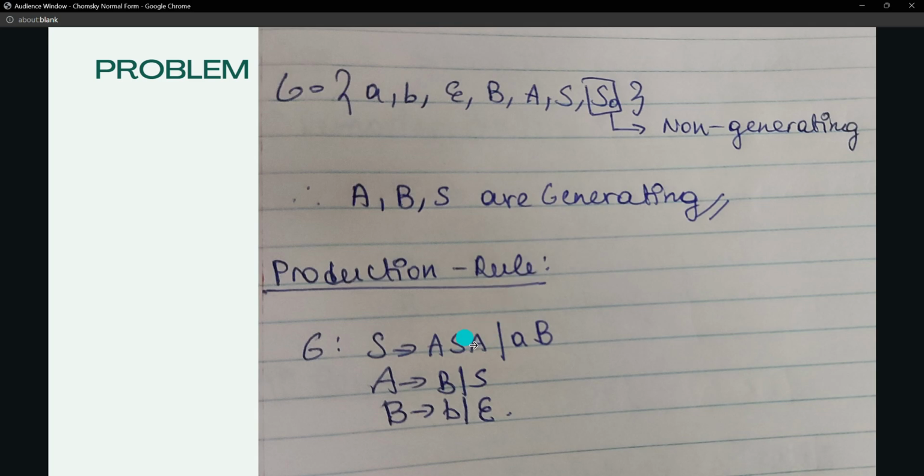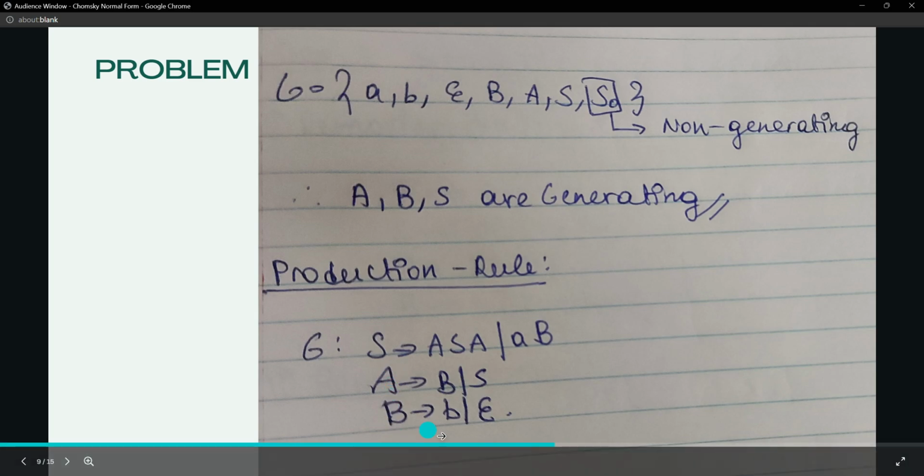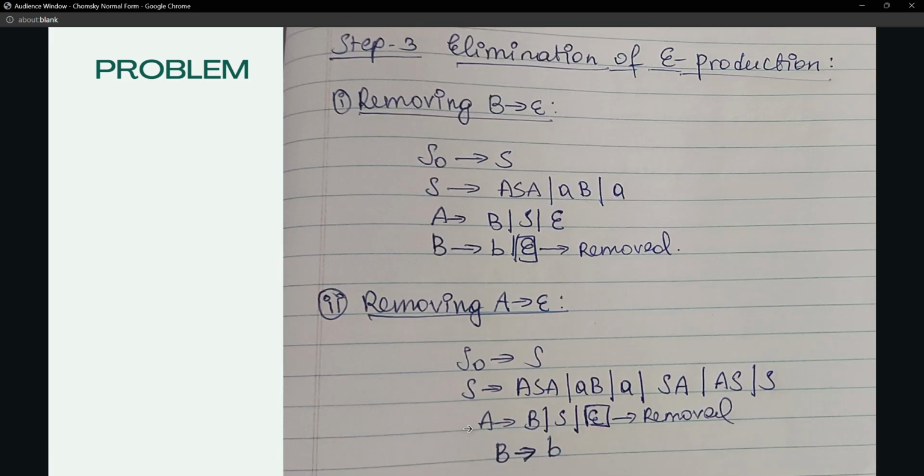So this is the new production rule we got after we removed the useless symbol S naught, which is S gives rise to A, B, and A gives rise to B or S, and B gives rise to B, A. And let's go to the second elimination process, which is the elimination of epsilon production.